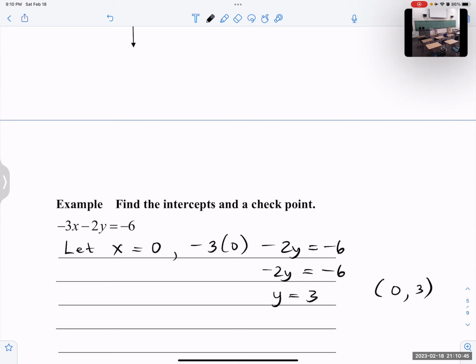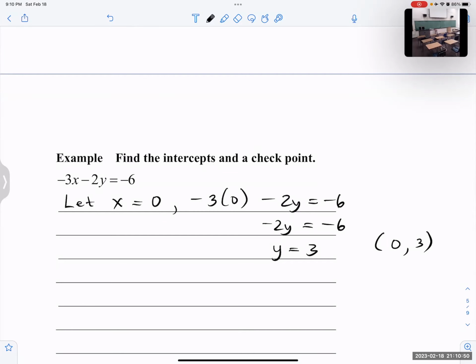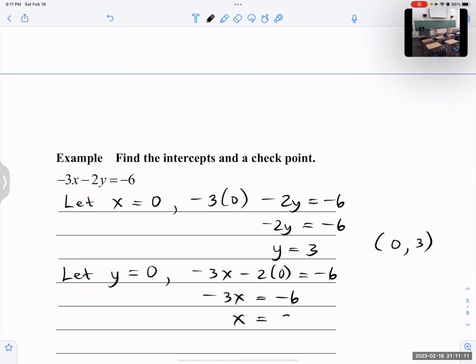So next, we're going to substitute y is 0 to find the x-intercept. So letting y equals 0, we have -3x minus 2 times 0 equals -6. That eliminates the y term. So -3x equals -6. x equals +2. Therefore, this intercept is occurring at 2, 0.